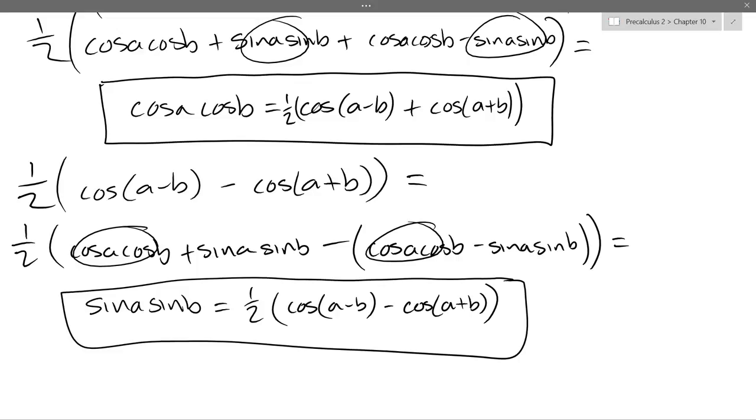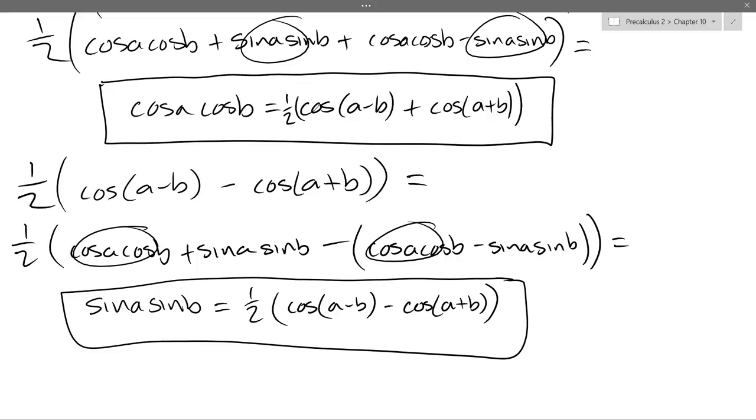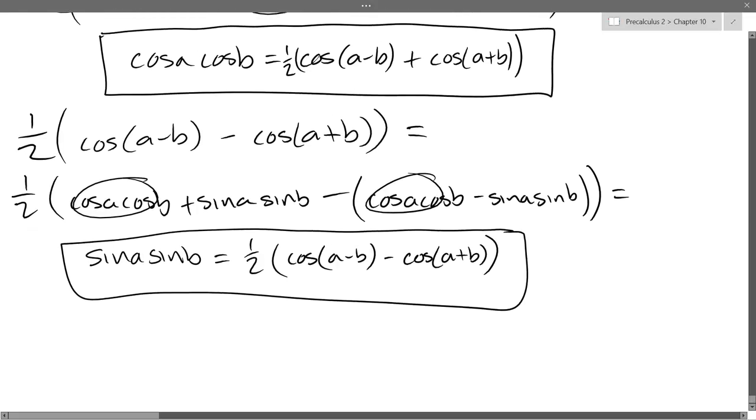Just make sure you're careful with your negative signs. The cos A cos B cancels the negative cos A cos B, but sine A sine B minus minus, so it's really sine A sine B plus sine A sine B. So you got 2 of them, multiply by half, you got 1 of them. So there we go. Any algebra questions on what's happening here? It's probably some of the easier algebra steps that we do.